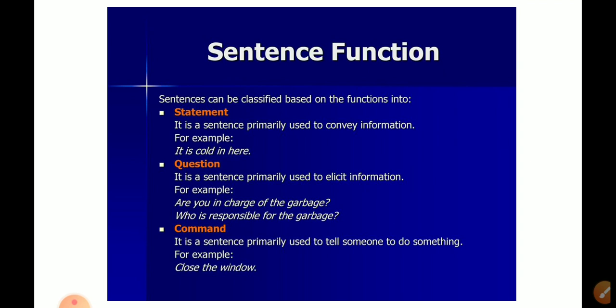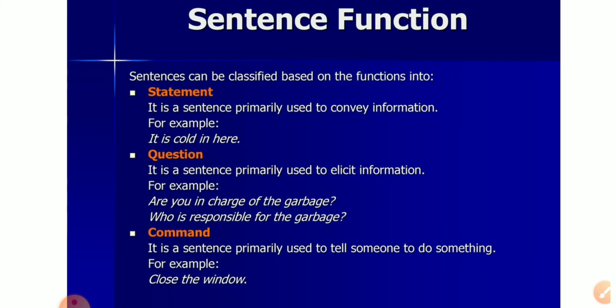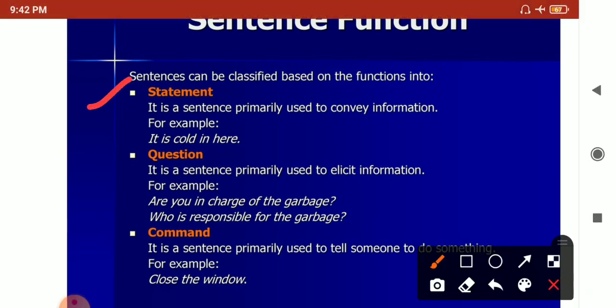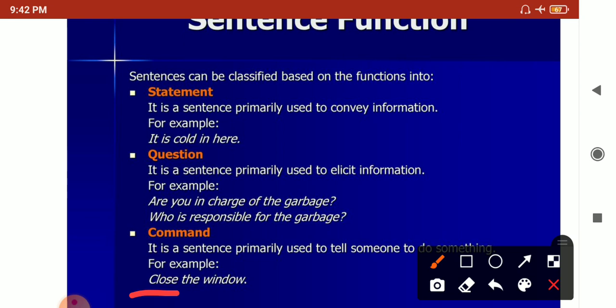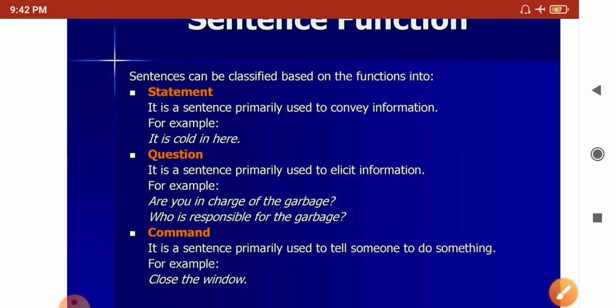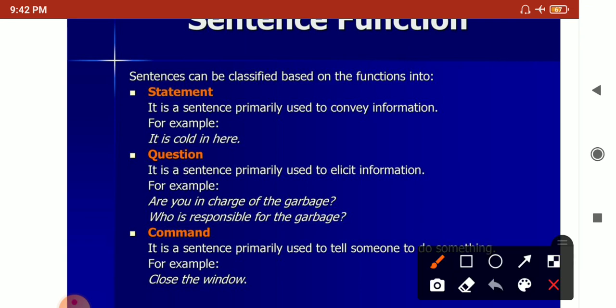Then, what is the sentence function? So there are statements, there are questions, there are commands, etc. So any sentence which begins with a verb like close the window is a sentence of command. So it is a sentence primarily used to tell someone to do something. What is a statement? It is a sentence primarily used to convey information. For example, it is cold in here. Generally, statements end with a full stop.